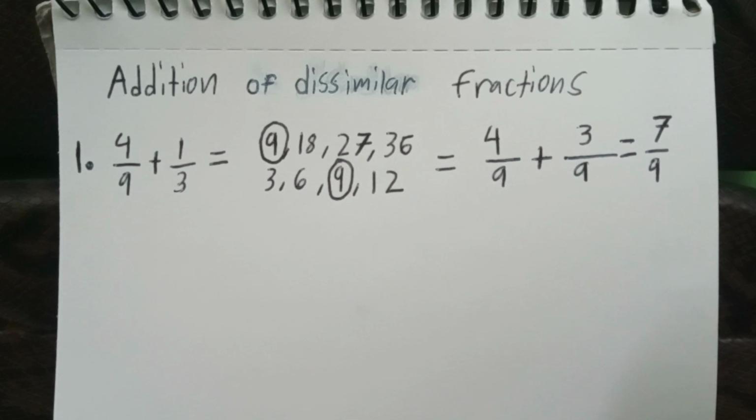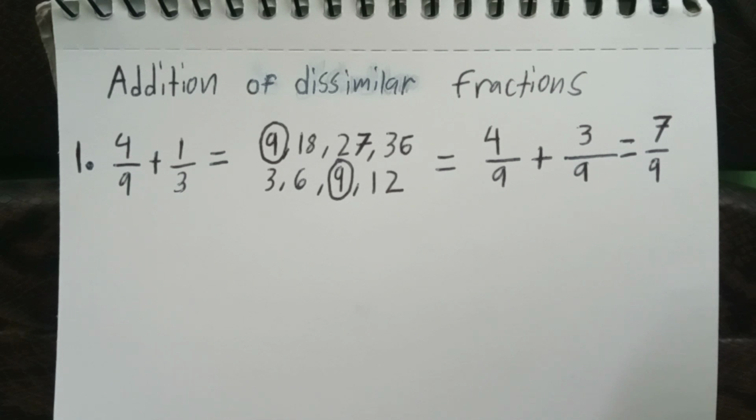And then here for our next topic, which will be addition of dissimilar fractions. So the same here, I will be guiding you through 4 steps to get to the final answer. So our first step will be, we have to find the common denominator. Second, we have to rewrite it. Third is add. And then fourth is simplify.